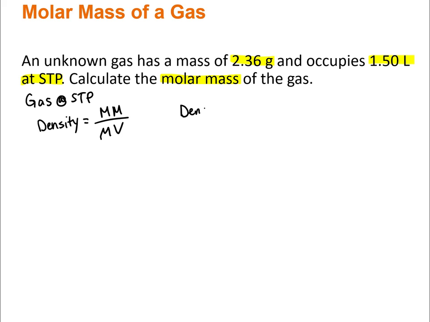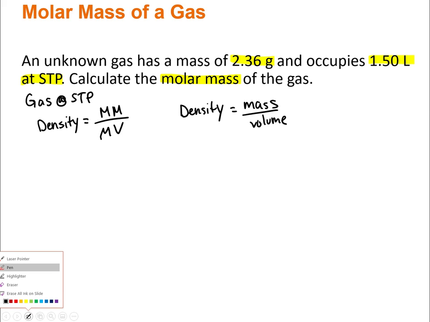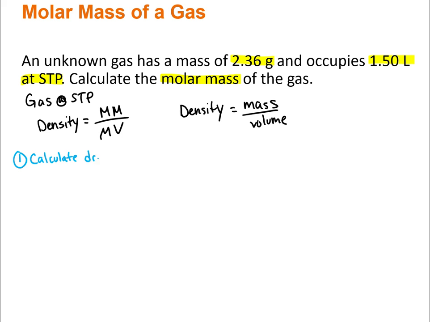From chapter 2, we learn that density is equal to mass divided by volume. And that's true whether it's a gas, a liquid, or a solid. We have a mass, and we have a volume. So we can use our generic density equation first. And that's what we're going to do. Calculate density using the mass divided by the volume for the unknown gas.